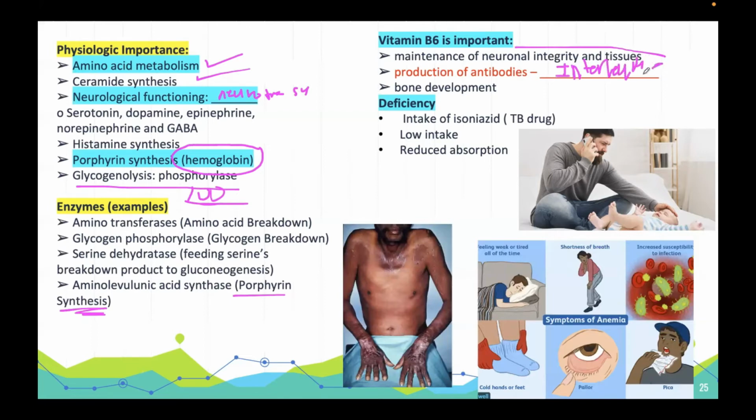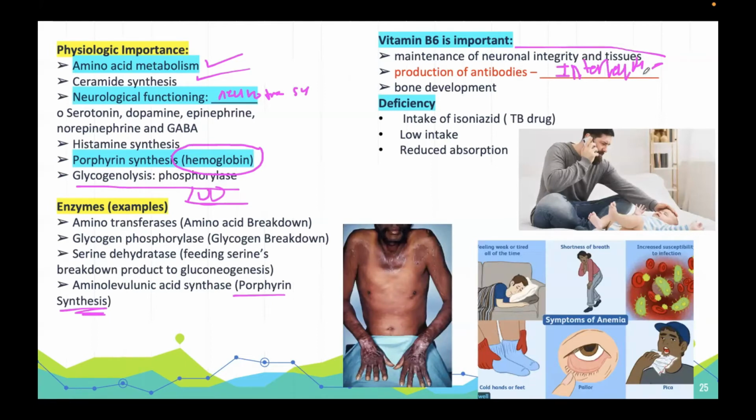Okay, so kung ano po yung pinaka-process ng ating interleukin-2 and then yung pinaka-process ng ating antibodies, it will be discussed na lang next week. But first, pakitandaan ng ating vitamin B6, it is important for the production of antibodies, mainly for the production of your interleukin-2. Your vitamin B6 is also important in the bone development. And then these are the deficiencies that are involved in the vitamin B6.